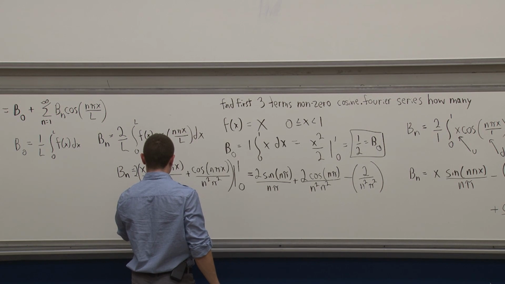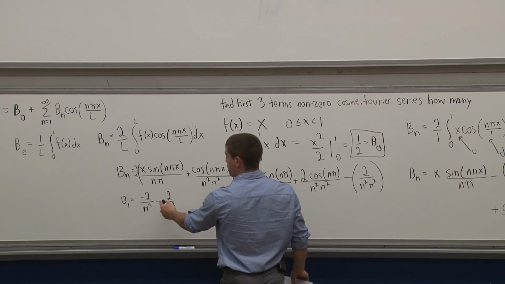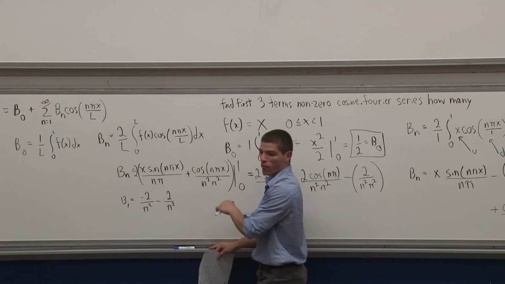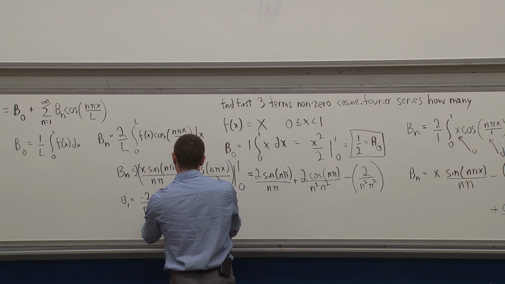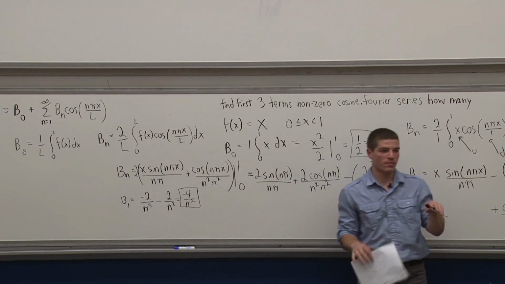So it's going to be minus 2 over pi squared. This is going to be negative 2 over pi squared minus another 2 over pi squared, which is going to be negative 4 over pi squared. Okay, that makes sense? I hear some chatter. Yep, question?